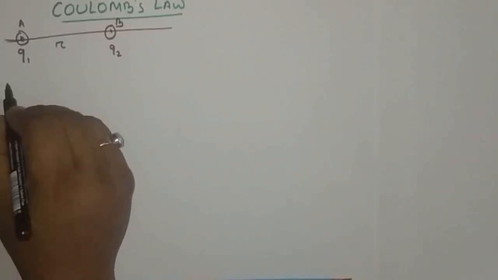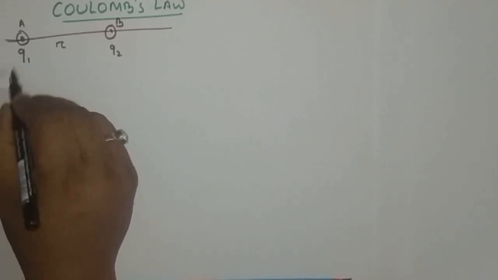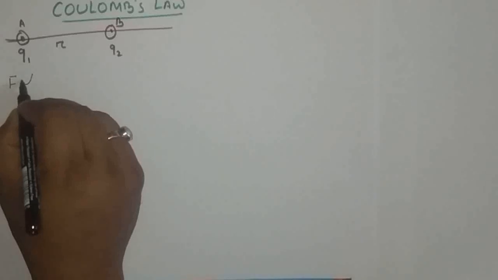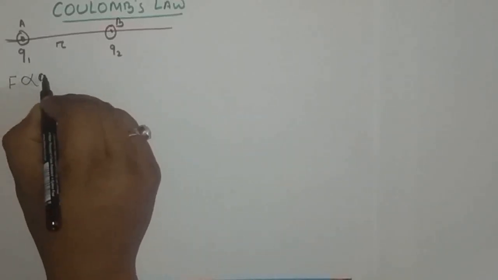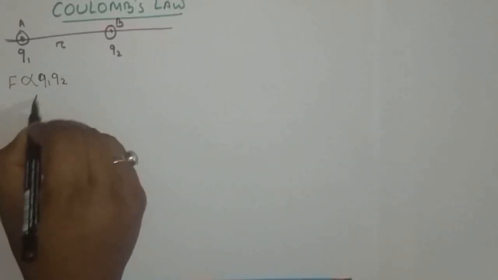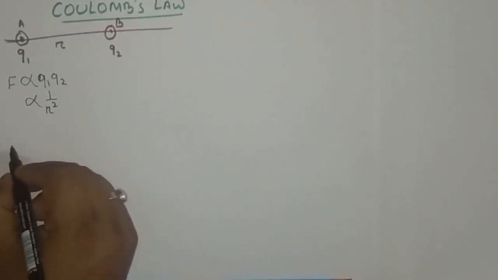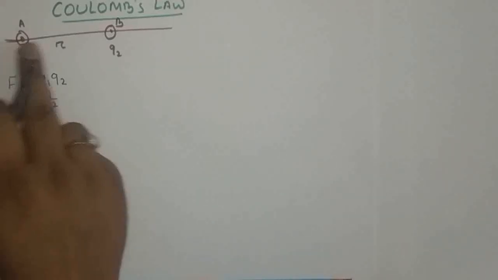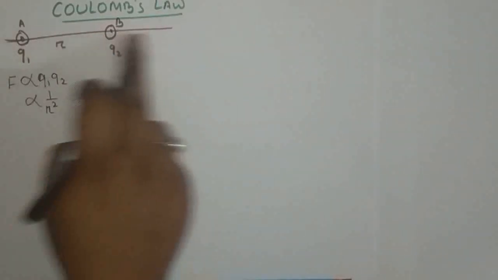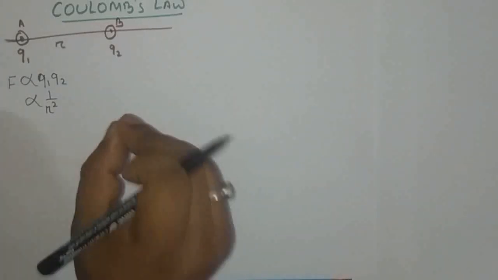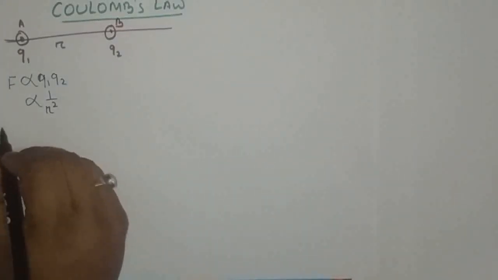It is telling that the force of attraction or repulsion between two charged particles is directly proportional to the product of their charges, inversely proportional to the square of the distance, and acts along the direction of the line joining them. This last part is the vector part, we'll discuss it later. Let us go for the scalar part first.